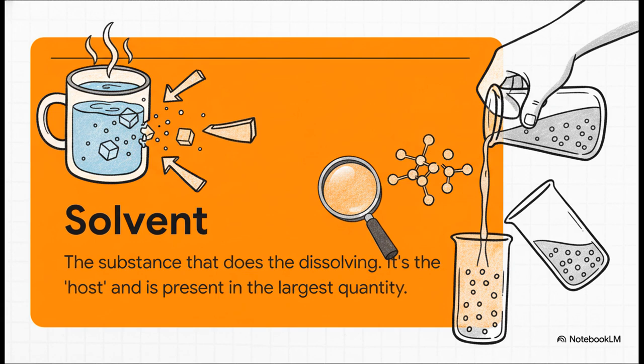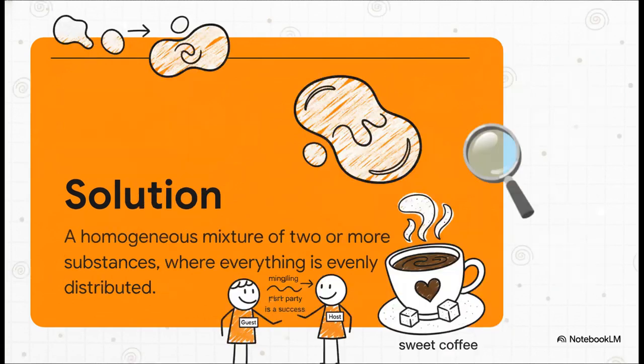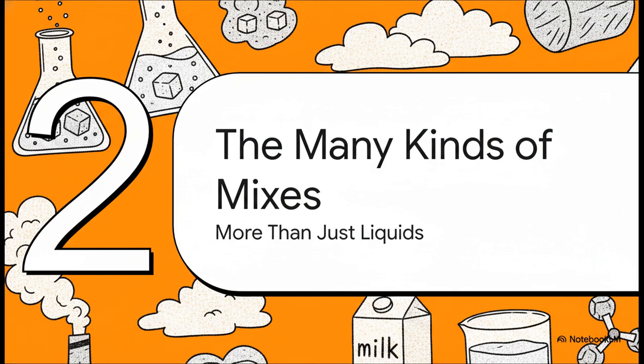Well, in chemistry, that's the solvent. The solvent is the substance that does the dissolving. It's usually the thing you have more of. So the hot water in your coffee mug, that's our host, the solvent, ready to welcome that sugar. So what happens when you put the guest and the host together? Boom, you get a solution. A solution is what we call a homogeneous mixture, which is just a fancy way of saying everything is mixed up perfectly and evenly. The guest and host are mingling, the party's a total success, and you've got your perfectly sweet cup of coffee.